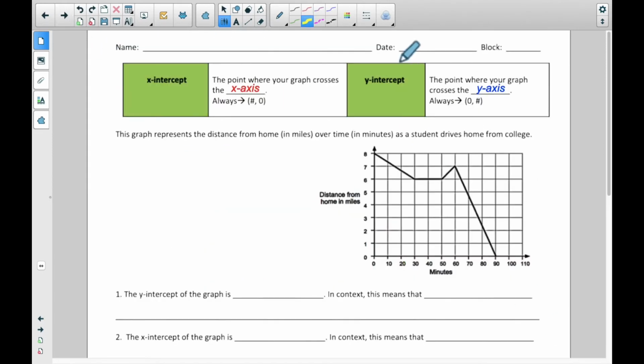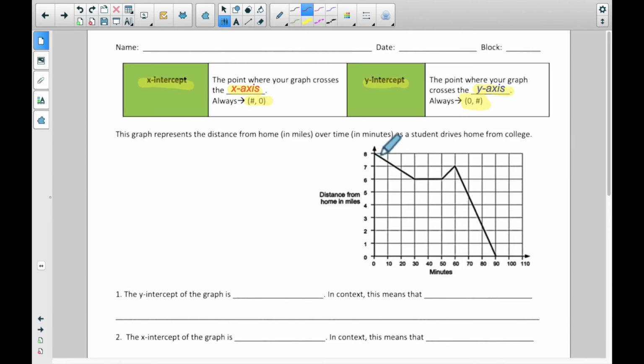On this side of the page, we're going to be talking about intercepts. We have our x-intercept and our y-intercept. The x-intercept is where it crosses the x-axis. The y-intercept is where it crosses the y-axis. An important thing to remember for this class is that when we talk about these, we always give it as a coordinate, not just a number, but an actual coordinate.